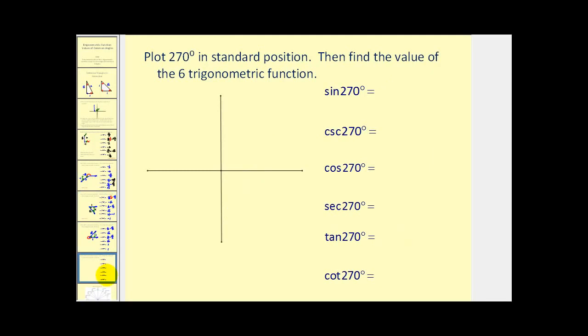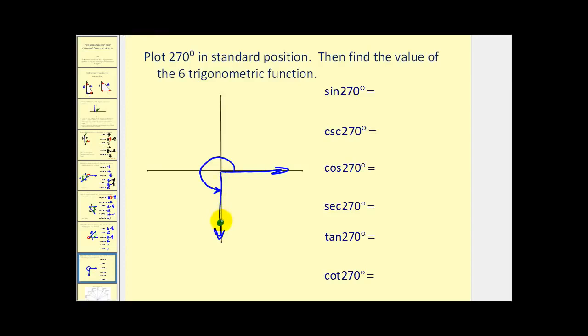And it looks like I have one more, so let's go ahead and take a look at the angle 270 degrees. Here's our initial side. Now this one would be 90, 180, 270. So this is a quadrantal angle. So we're not able to form a reference triangle. But what we could think of is the unit circle.